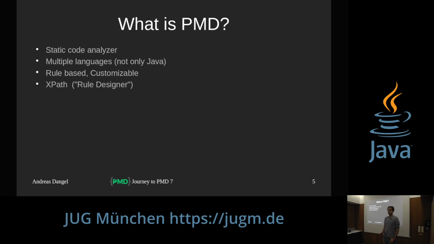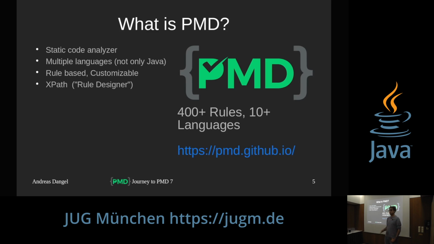In total, there are more than 400 rules that we have, and we support more than 10 languages now. You see here also the logo of PMD. That's also one new thing of PMD 7, but it's already a while ago when we decided to take this new logo. We are on GitHub, of course.